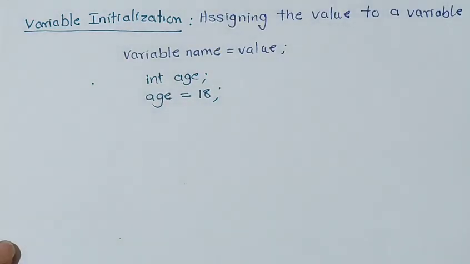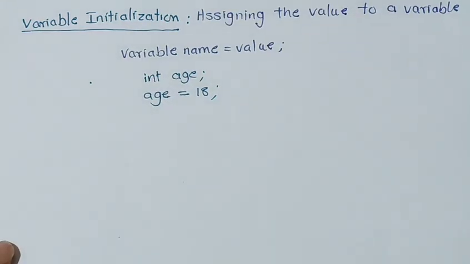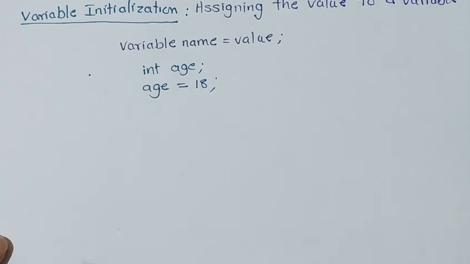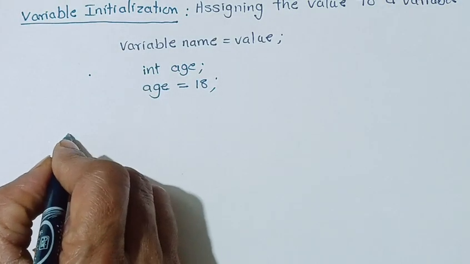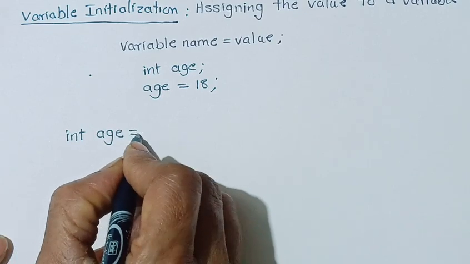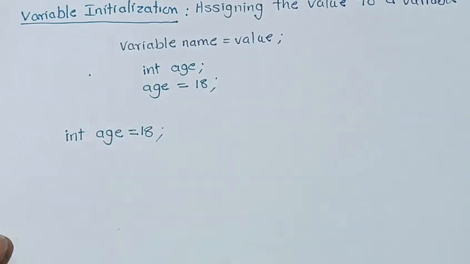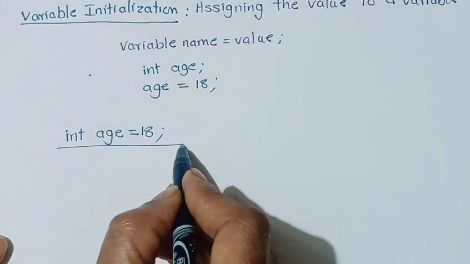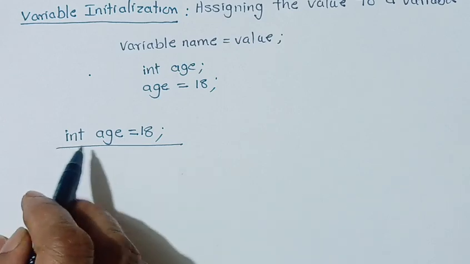Next, suppose you want to initialize as well as declare at a time. Both you have to do. Then how do you do it? Directly int age equal to 18. While you are declaring, at the same time you can assign the value. So this one is initialization as well as declaration of the variable.